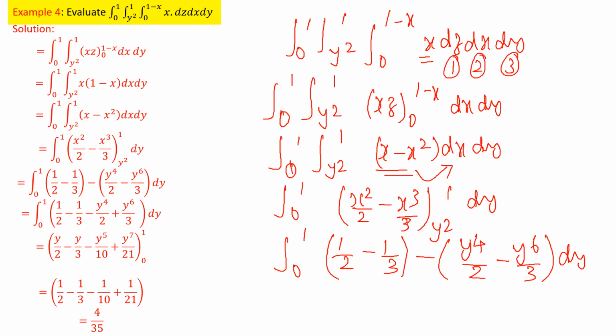By simplifying the expression, we will get this one. Then integrate every term with respect to y. You will get this one. Substituting the limits 0 and 1, I will get this one. By simplifying this whole expression, we will get the final answer as 4 over 35.